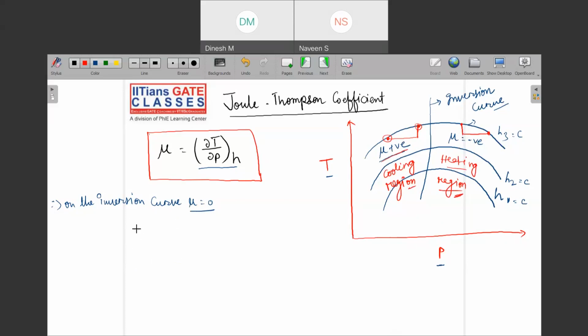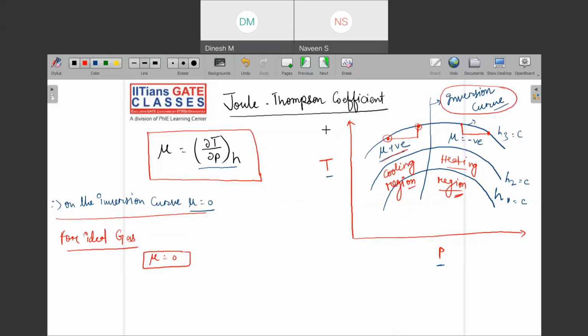Now, what about the ideal gases? Let us talk. So for ideal gas, this mu value is 0 everywhere. Okay. Then for ideal gas, if mu is 0, then you are along which curve? Along the inversion curve. So if you are working with the ideal gas, then you are always along which curve? Inversion curve. Important.